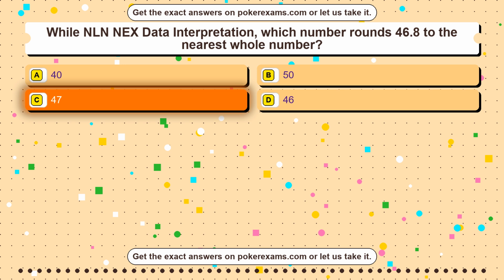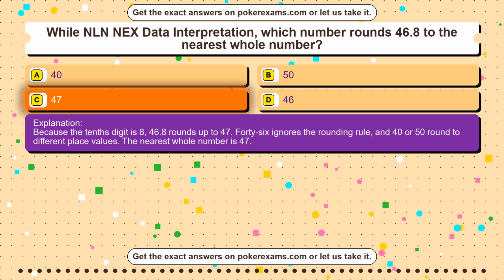47. Because the tenths digit is 8, 46.8 rounds up to 47. 46 ignores the rounding rule, and 40 or 50 round to different place values. The nearest whole number is 47.